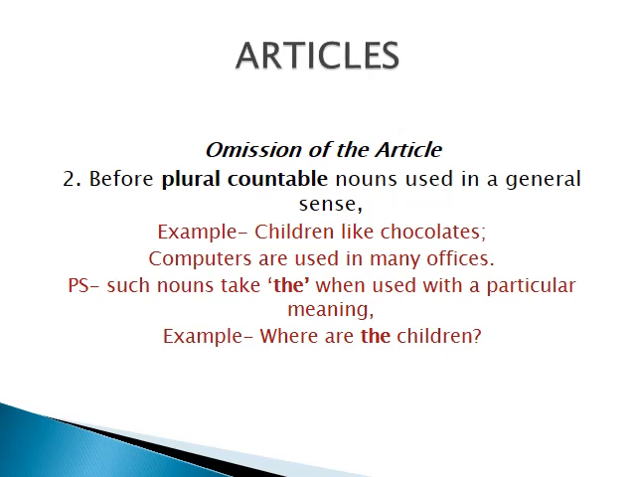The article is also omitted before plural countable nouns used in a general sense. For example, children like chocolates. Computers are used in many offices. Such nouns take the when used with a particular meaning. For example, where are the children? Here we mean a particular group of children.